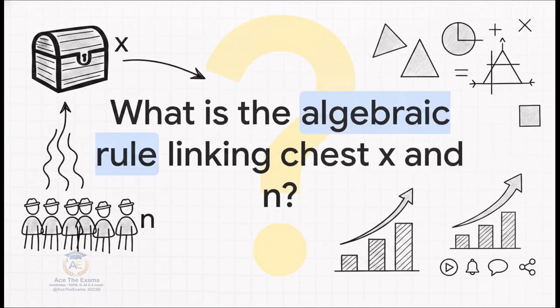I'm going to leave you with this final, provocative challenge to test your analytical skills. What is the ultimate algebraic rule linking the winning chest X and the number of contestants N? How do you turn that pattern into an unbreakable law? That's what gets you to 100% mark potential.